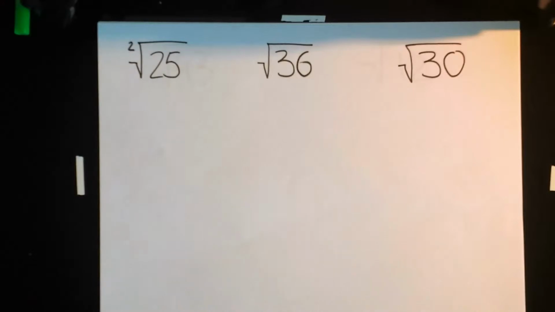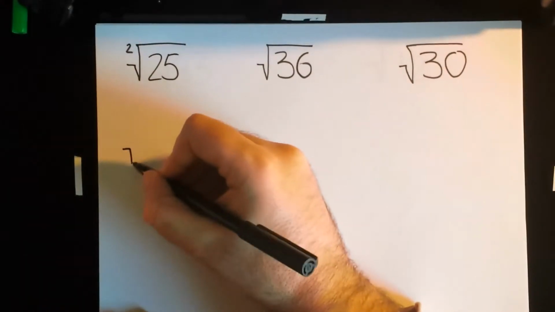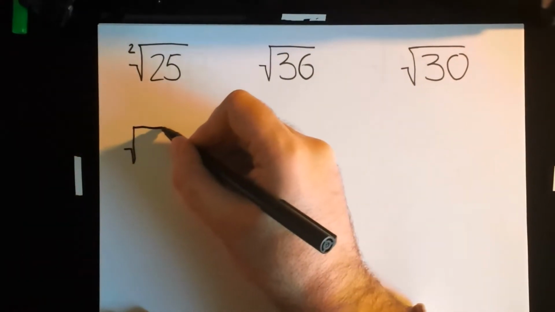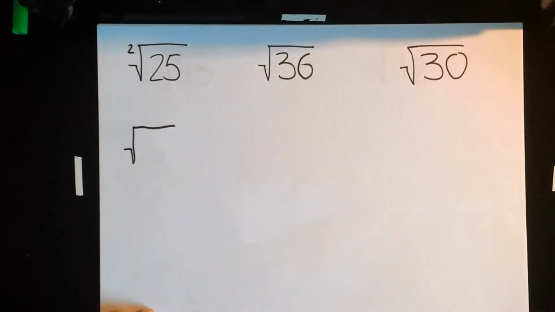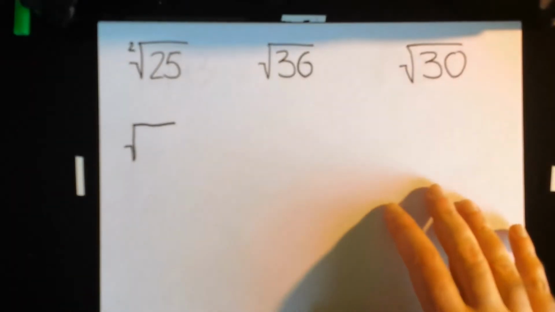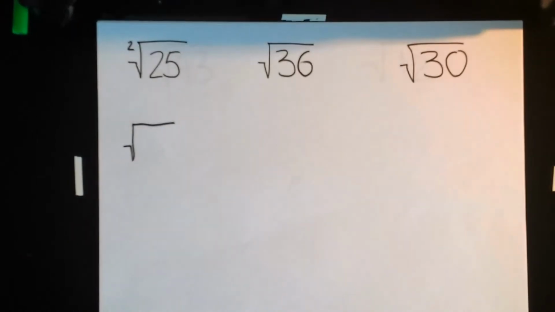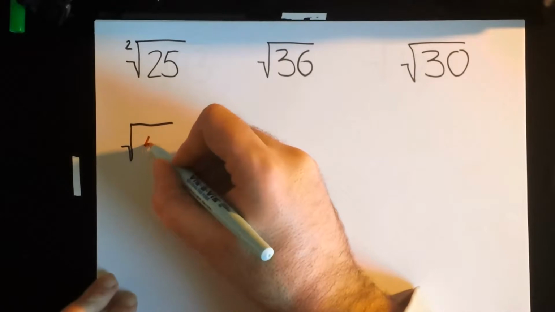If you said I can write the 25 in its exponential form, I would agree with you. So I'm going to rewrite the radical of second power, and I can write the 25 in its exponential form, which is in this case either 5 times 5 or negative 5 times negative 5. I'm going to choose the principal square root, which is the positive one. So 5 times 5, or 5 squared.